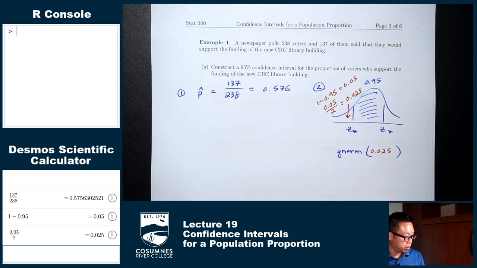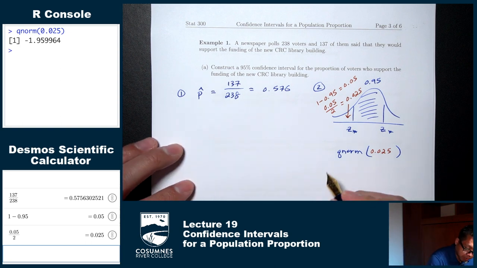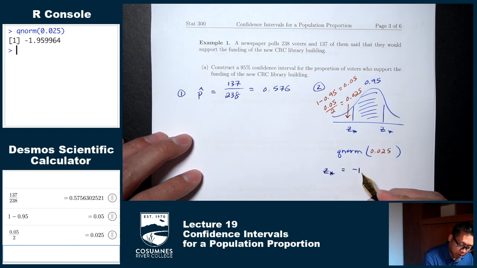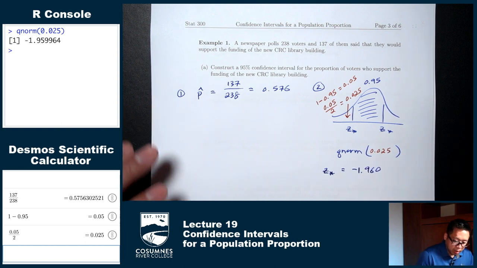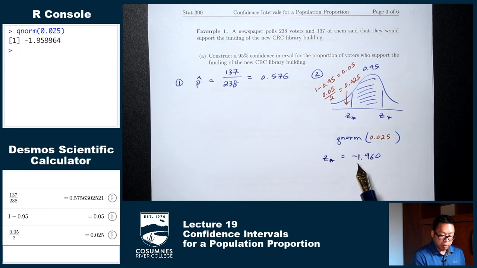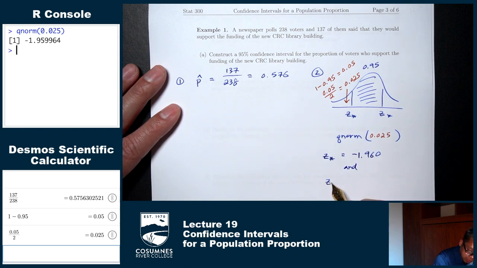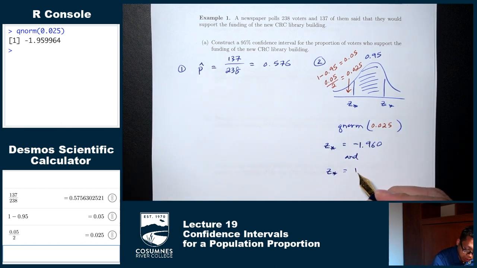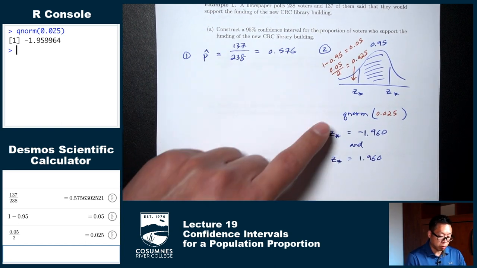So in R, we're going to do QNorm 0.025. This should get me a Z star. Round to three decimal places here. This is negative 1.960. So from my picture, I expect two Z stars. Negative 1.960 would be the one on the left. The one on the right, just by symmetry of the picture, is going to be positive. So positive 1.960. So those are my two Z stars, my two critical values.